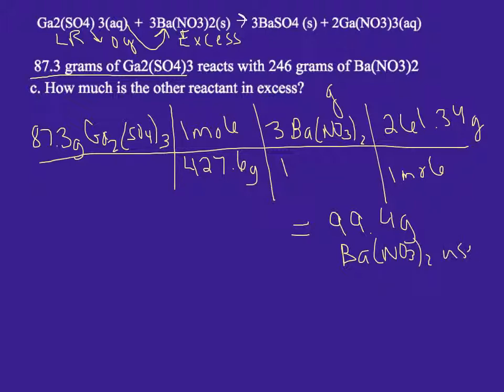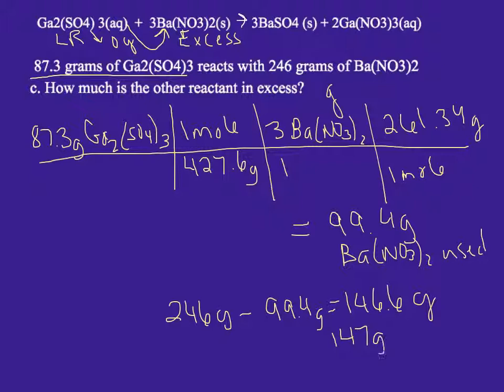was used. All right, so now to find out how many's left, I'm going to take my original amount, 246 grams, subtract off how many grams were used, and I get there was 146.6 grams left. Now I need to use significant figures, and when we subtract, we use least number of decimal places, so we're going to actually round this to 147 grams of barium nitrate. That is how many grams we would have left to do another reaction. So that is how much extra we actually had. So we had a lot of barium nitrate left.